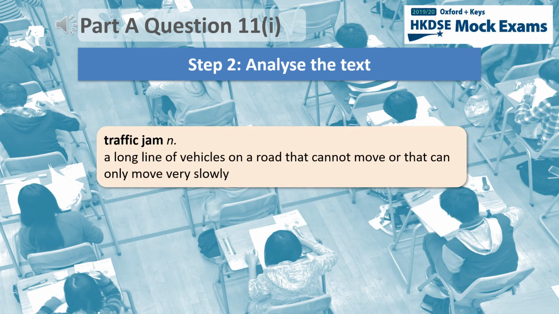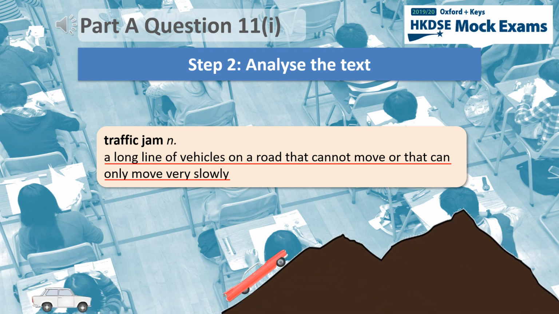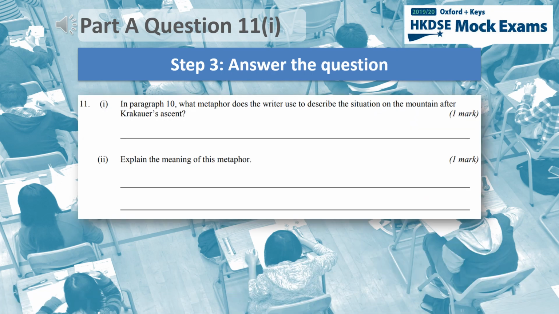A traffic jam is a long line of vehicles on a road that cannot move or can only move very slowly. Clearly, there are no actual traffic jams on top of Mount Everest. Therefore, the writer must be using the phrase metaphorically. So the answer to Part 1 is traffic jam or stuck in a traffic jam.